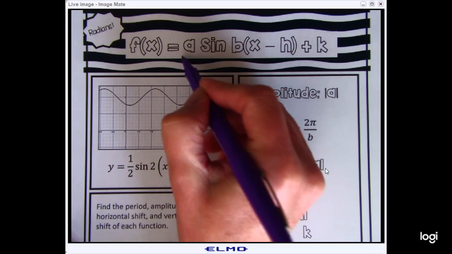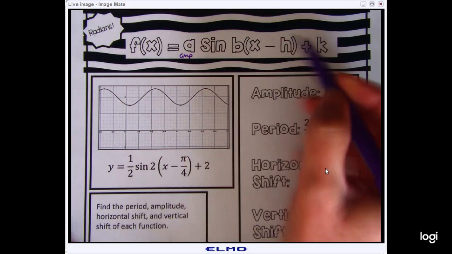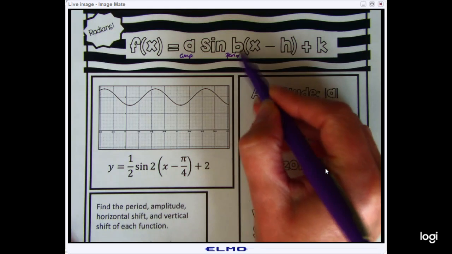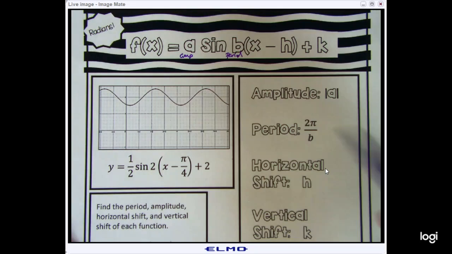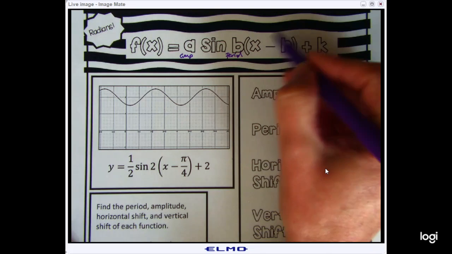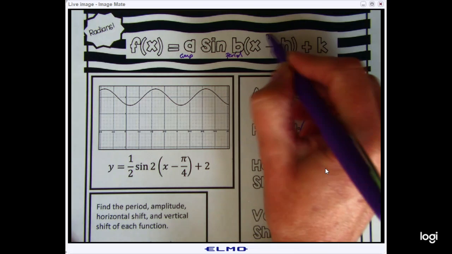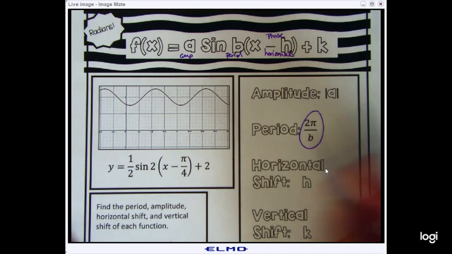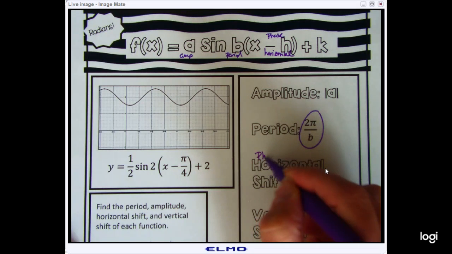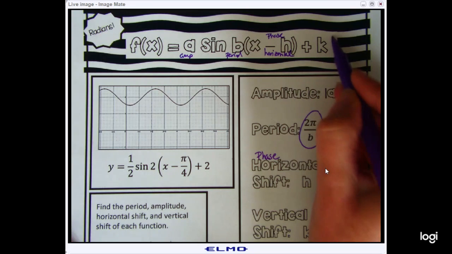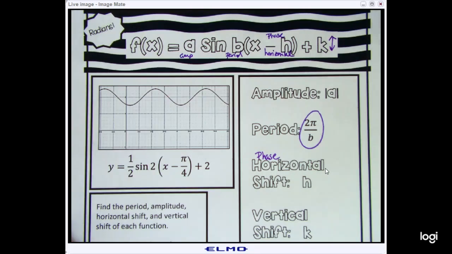We know the A is amplitude. We know the B has everything to do with our period. And because we are talking about radians, we know it's 2 pi divided by B. This H here is our phase shift or our horizontal shift. Okay, so you might see this called phase shift as well. And the K is our vertical shift. It moves it up and down.